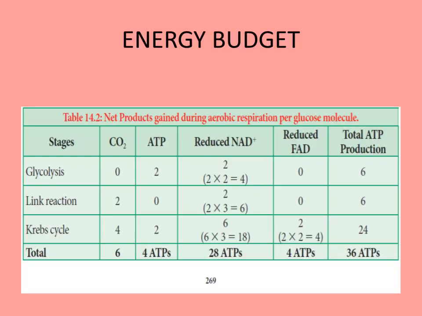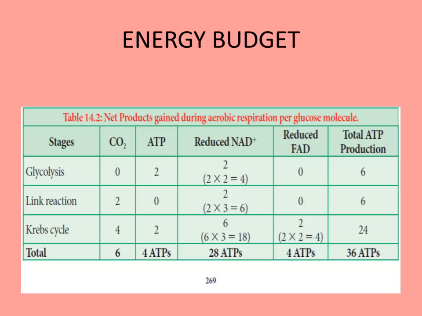Energy budget. So during the glycolysis, 2 molecules of ATP are directly generated and 2 NADH reduce ஆகி, 2 into 2 வந்து 4 NAD. ஸோ அப்போ டோட்டலாக 1 NADH give rise to 3 molecules of ATP இல்லையா. ஸோ அதனால் 6 molecules of ATP production.